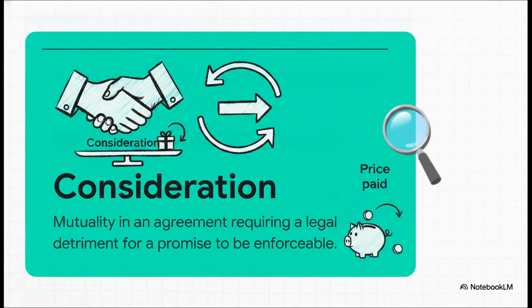This is a uniquely English contract law concept, and honestly, it frequently trips up beginners, so let's lock it in right now. Consideration simply means there has to be mutuality in the agreement. It's the price paid for the promise. Both parties must bring something of value to the table, or they have to suffer a legal detriment for that promise to be enforceable. You can't just enforce a promise to receive a free gift, right? It's a two-way street. You have to have given something in return.